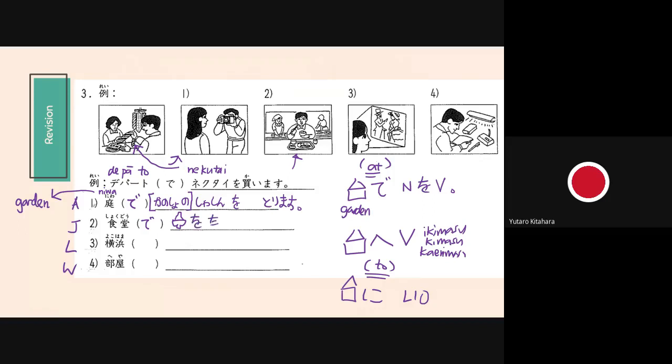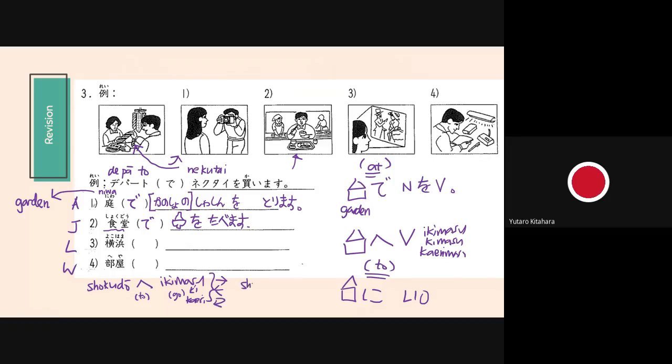Tabemasu, correct. Again, why can't we use A? Let's say I use shokudo again. Your shokudo A can only be ikimasu, because A is 'to'. Ikimasu is go, so go to the dining hall. You can come to the dining hall, kimasu also. You can return to the dining hall, kaerimasu also. These three are directional verbs, then you must use e.